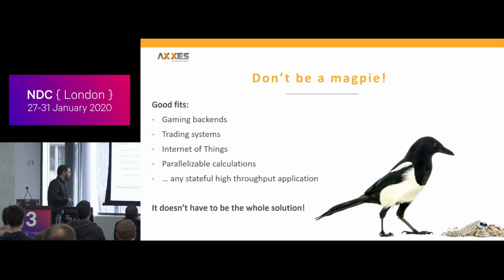So this is a pet peeve of mine. Don't be a magpie, okay? You all know about the magpie, black and white bird, likes shiny things. Don't be that developer. Don't use a framework because you want to use it. Use it because it's appropriate for your use case. So Akka.net is useful if you need to build something that has lots of state and needs lots of throughput, and you want a high degree of parallelization. Trading systems, gaming backends, IoT applications, everything that you want to highly parallelize, that is what it's good for. But it's always going to be part of the solution.